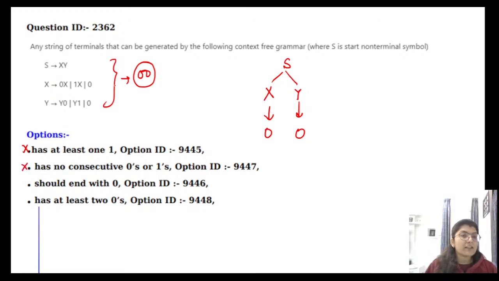This also rules out because I am having two consecutive zeros altogether. Should end with 0. Okay, this can be an option. Has at least two zeros. This also can be an option. Now let's check about the next one.